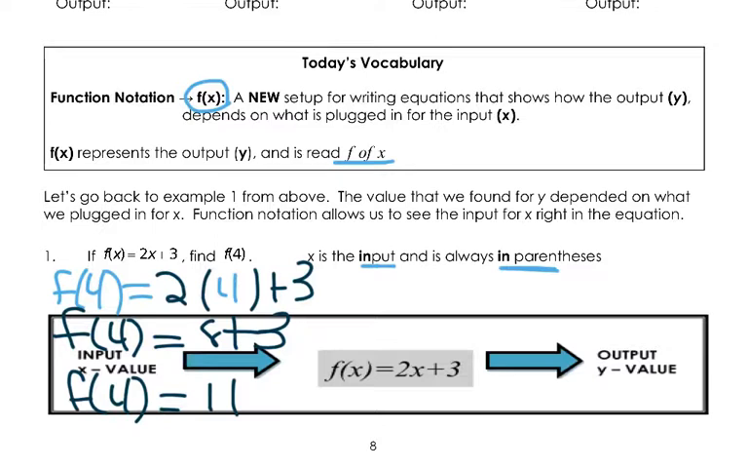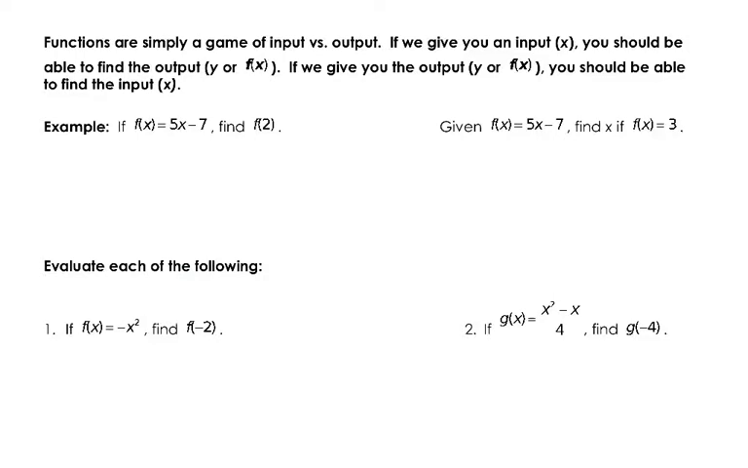All right, so we're going to try this together. Okay, let's try these two examples. Functions are basically just a game of inputs and outputs. When we give you an input x, you should be able to find the output y, or we're going to use f of x, a new function notation. Just the same way, if we were to give you the output y or f of x, you should be able to find the input. So we're going to try to do those two things below.